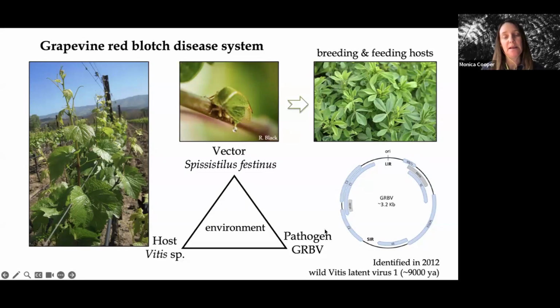But the other thing that we see is secondary spread with the virus. That means that the virus can move via an insect vector from one grapevine to another. The only insect vector that has been identified to date is Spissistilus festinus, which is the three-cornered alfalfa hopper. And that is pictured here. It's kind of a cute little guy if you're into insects.